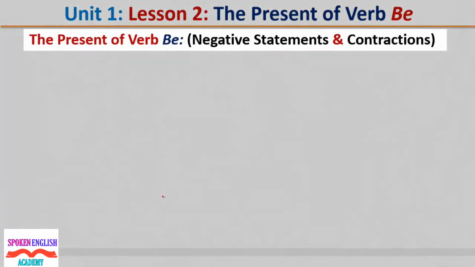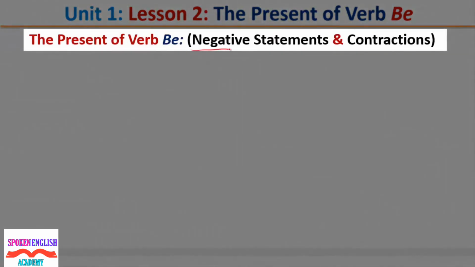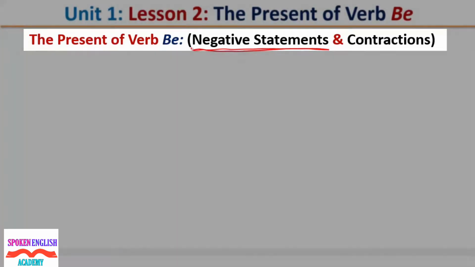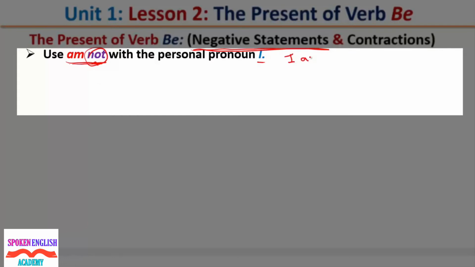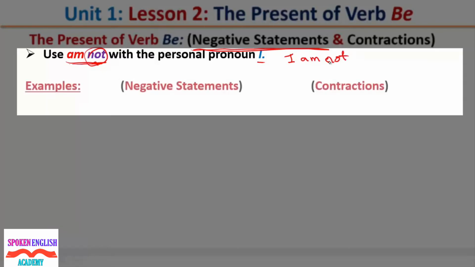The present of verb be, negative statements and contractions. Now we are going to move to the negative form of the verb. Use am not. So here we need to add the word not with the personal pronoun I. So when we want to use the negative form, we say I am not. Example: I am not a student. This is the negative form. The affirmative form is I am a student, but the negative form is I am not a student.